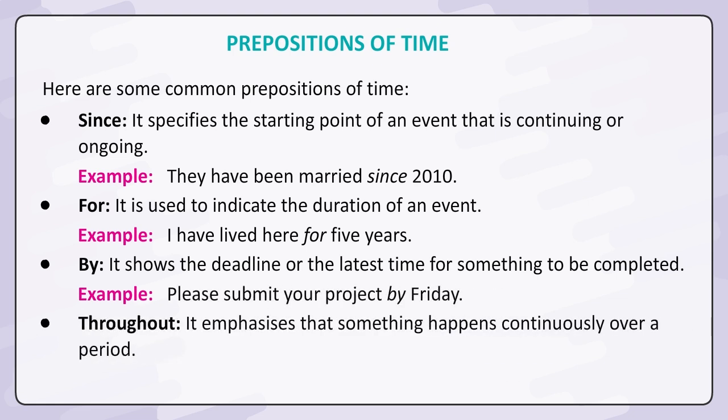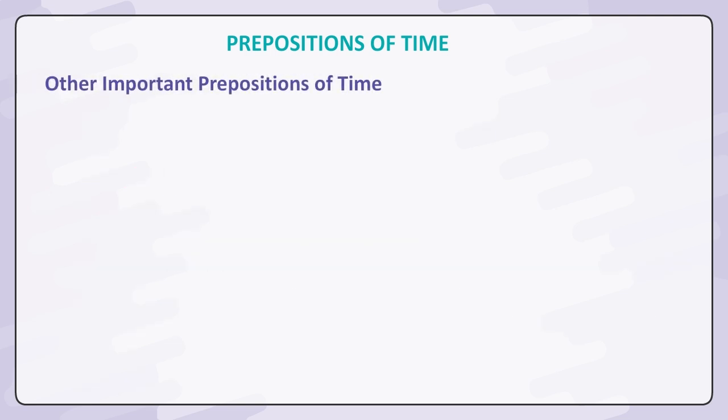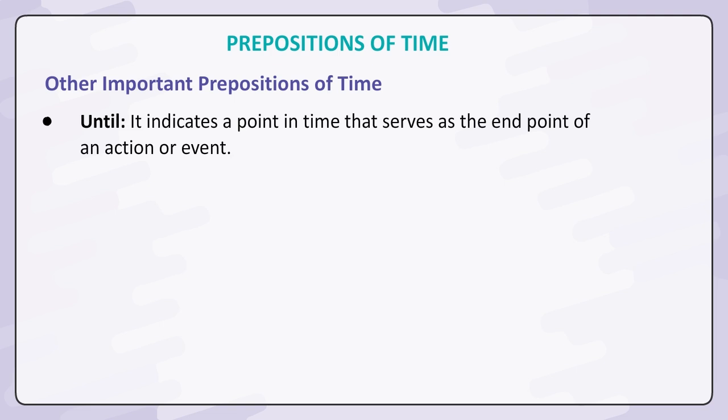Throughout. It emphasizes that something happens continuously over a period. Example. They celebrated throughout the night. Other important prepositions of time. Until. It indicates a point in time that serves as the end point of an action or event. Example. We will wait here until 5 o'clock.